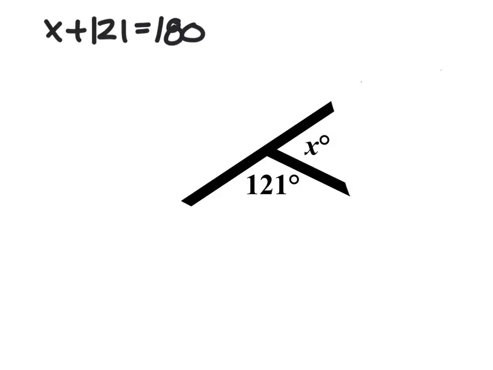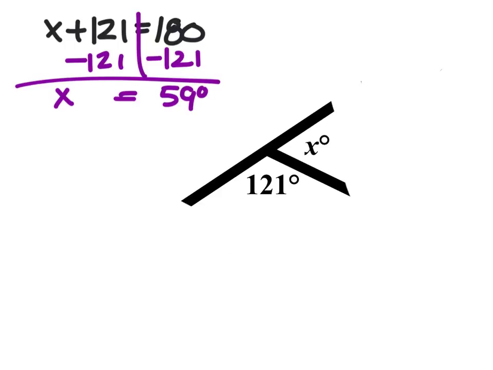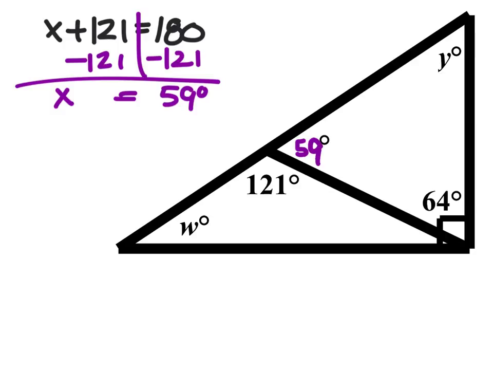And this will give me the value of that x angle, which will allow me to solve for the other angles. We'll see how to do that in a moment. But I would need to subtract 121 from both sides of this equation. And we can see right here that x is 59 degrees. So let's go ahead and bring back the rest of that picture, and I've replaced x with that 59 degrees.